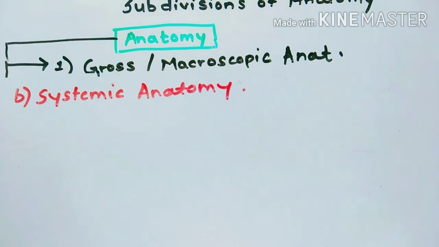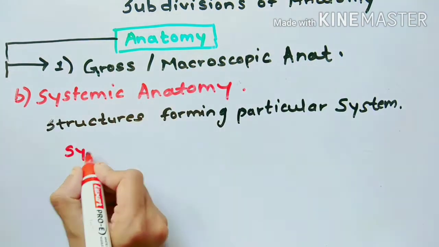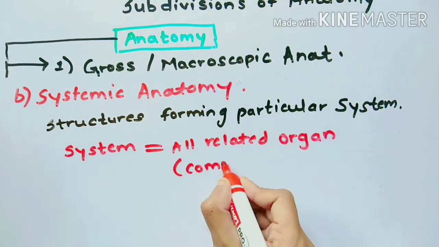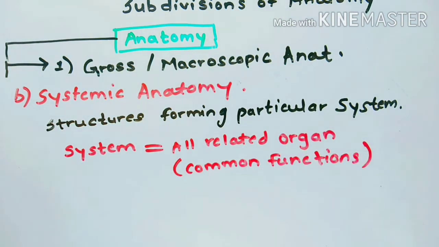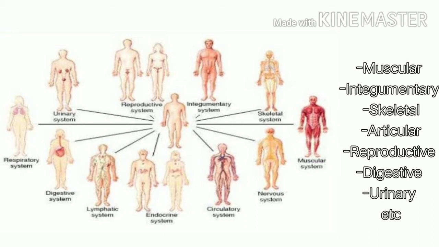The second is systemic anatomy. In this, all the structures forming a particular system are studied together at the same time. A system consists of related organs which have common functions. So here are the various systems of body. I would like to point out some. The first would be integumentary system, where we study skin and its appendages. Second may be skeletal system where we study bones. And the third may be muscular system where we study muscles. And there are various different systems as shown in the image.